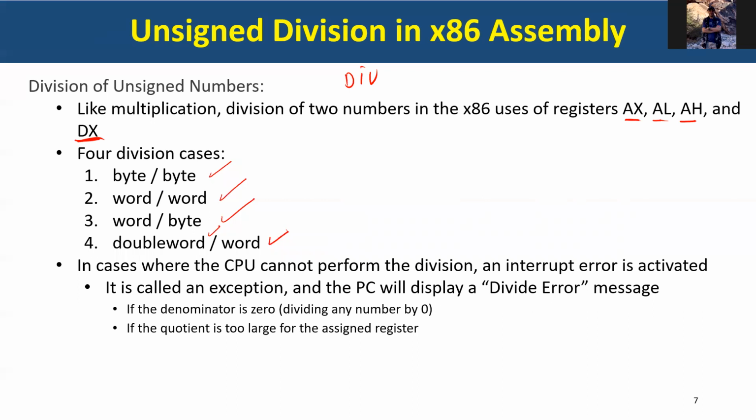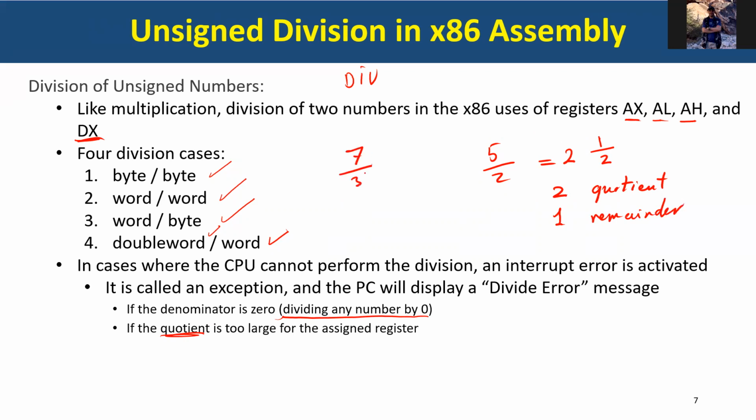There are also some special cases for division that the processor should take care of, when you have an error in your division. For example, if you divide by 0, or if the quotient is too large. For example, 5 divided by 2 has the following result: 2. There are two 2's in 5, and there will be a remainder of 1. So 2 is the quotient here, and 1 is the remainder. Another example is 7 by 3. Again, there are two 3's in the 7, so the output here is 2, the quotient, and the remainder is 1.